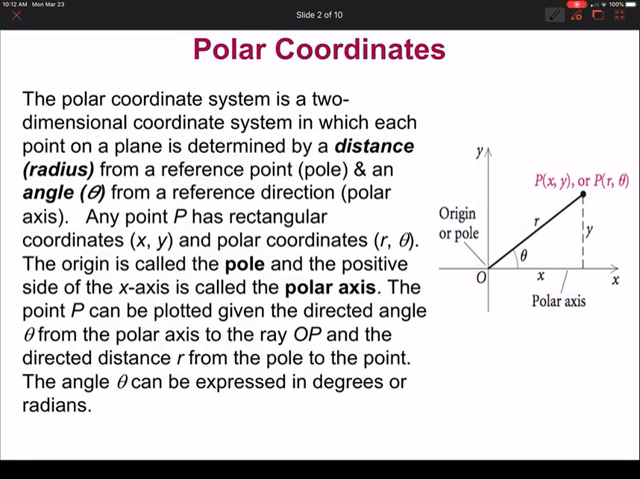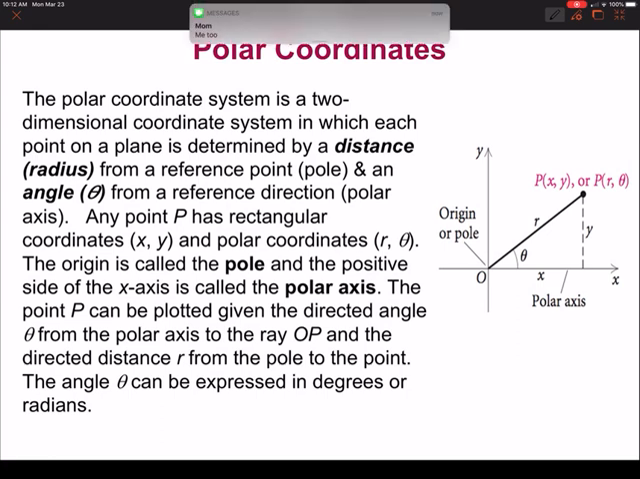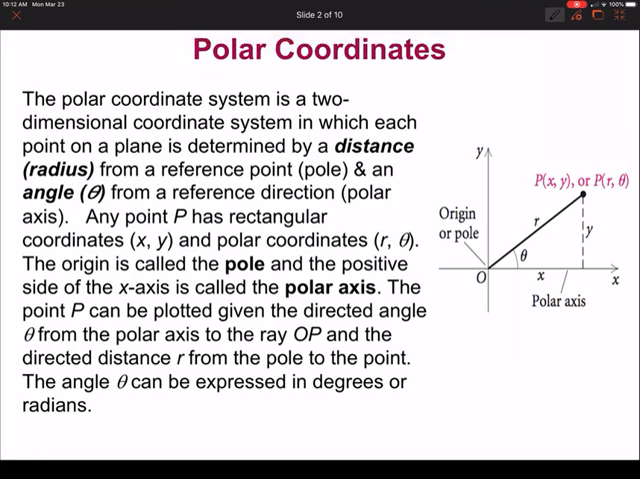Okay, let's take a look at the polar coordinate system. The polar coordinate system is a two-dimensional coordinate system in which each point on a plane is determined by a distance from a reference point. Now this distance we're going to call the radius, and the reference point we call the pole. And an angle from a reference direction called the polar axis. All right, we'll call this angle theta. And the polar axis, we'll see over here on the side.